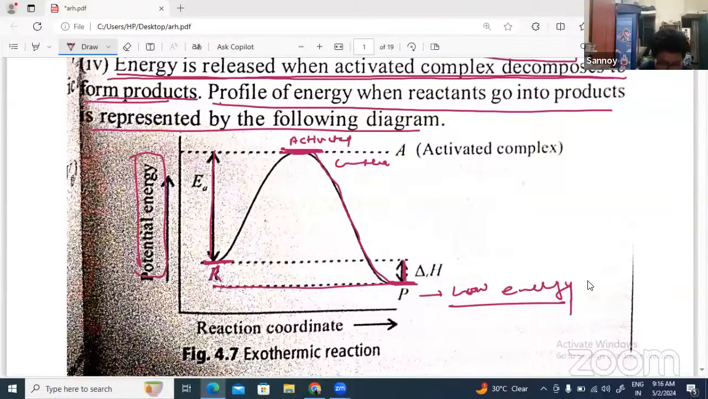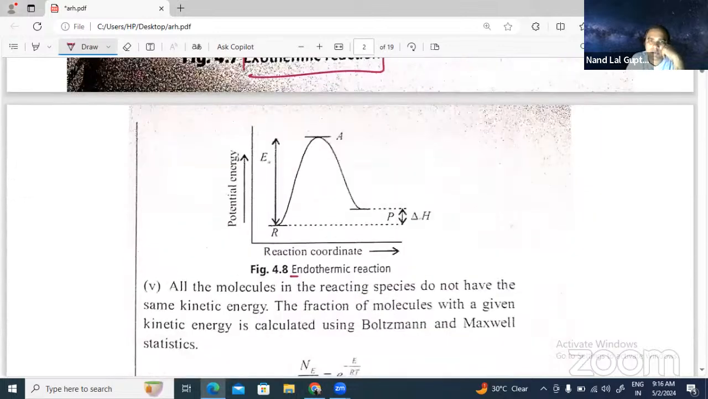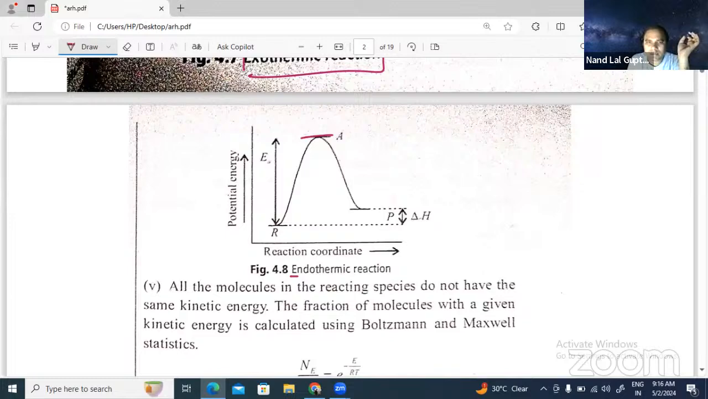Done, sir. Okay, so this is for the exothermic reaction. This is exothermic, meaning energy is lost. Now let us see the endothermic, how the graph is. Endothermic. This is the activated complex. Here is the product. A similar graph is there for exothermic and endothermic. There is no big difference.